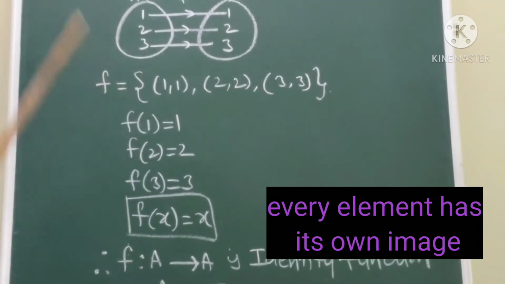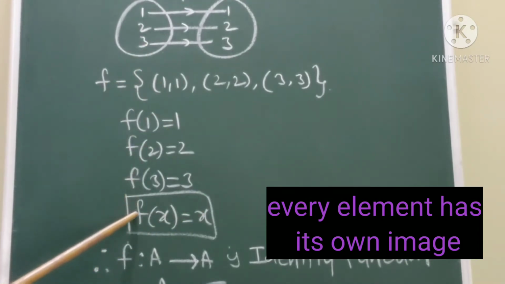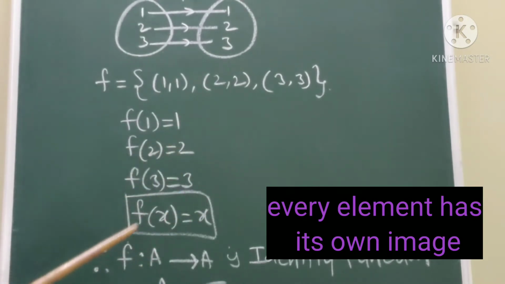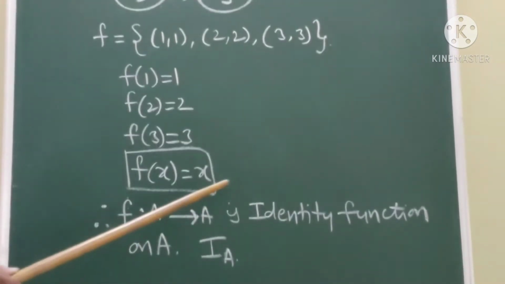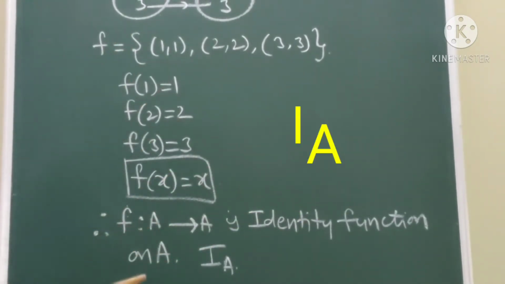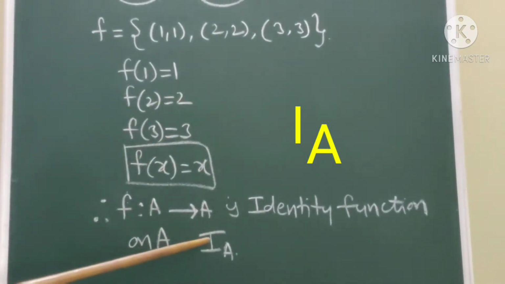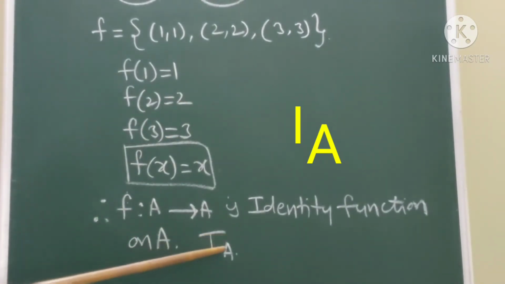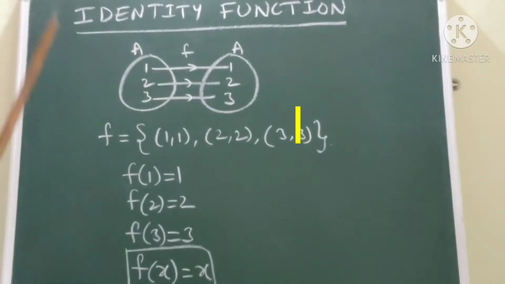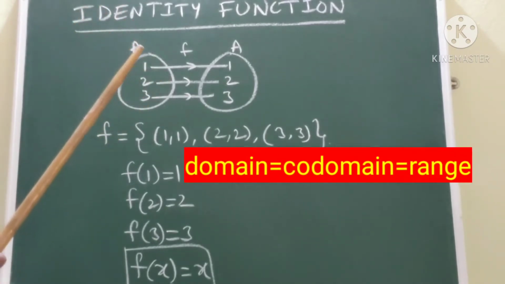So in any function, f of x is equal to x, that means the image of x is itself, that is x, then the function f maps A to A is said to be identity function on A, and it is denoted by I_A, that means identity function on set A. Here domain and codomain are equal, and also codomain and range are equal.